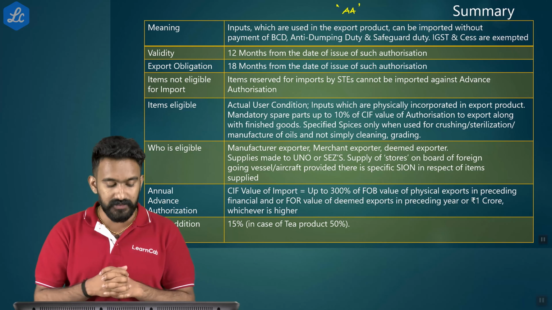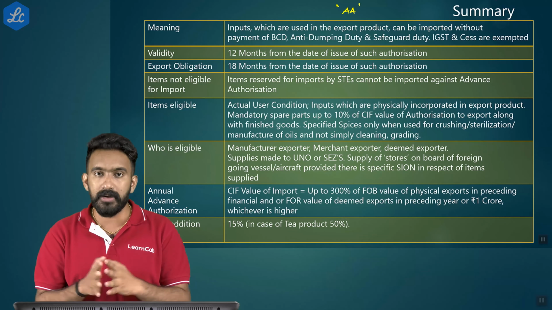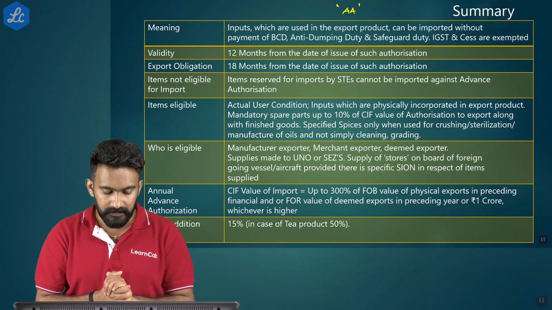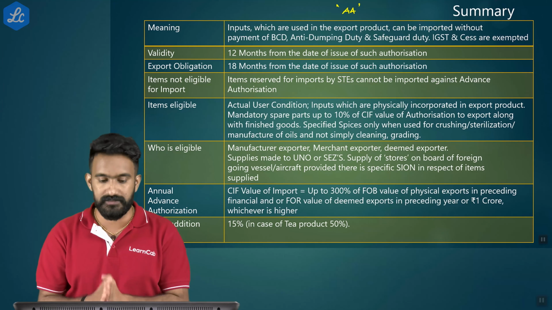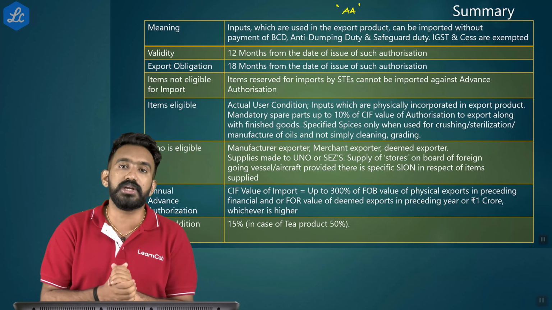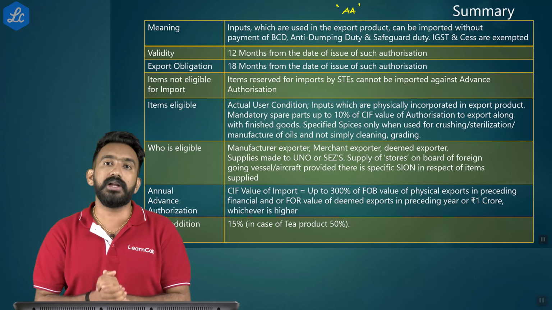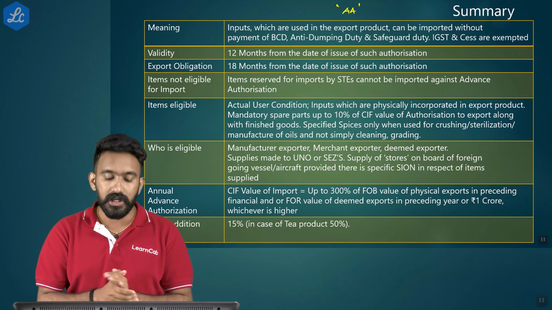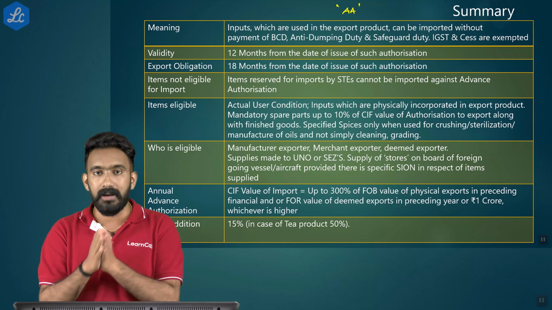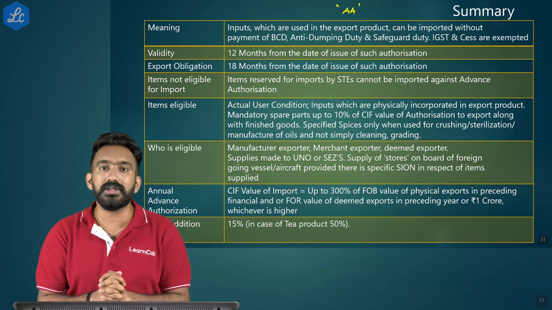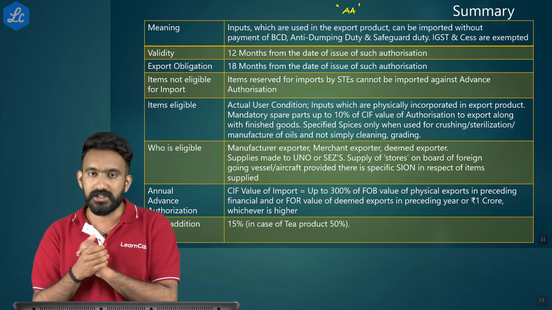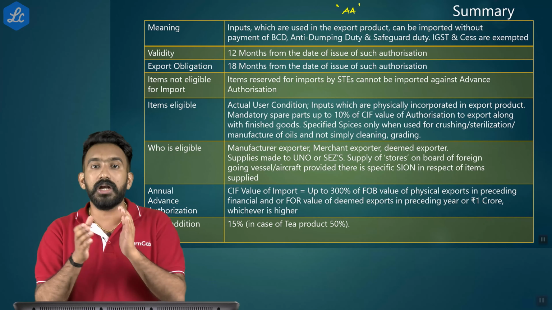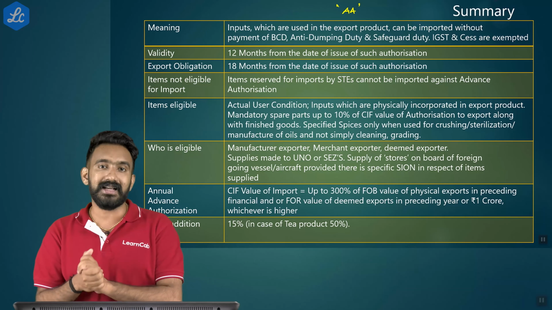And do I have to have value addition? Yes, minimum value addition required is 15%. In case of tea product, it is 50%. So these are the summary points that you will have to remember for advance authorization scheme. Now we will come back and then discuss about duty-free import authorization scheme. How is it different from advance authorization? We will even compare that.